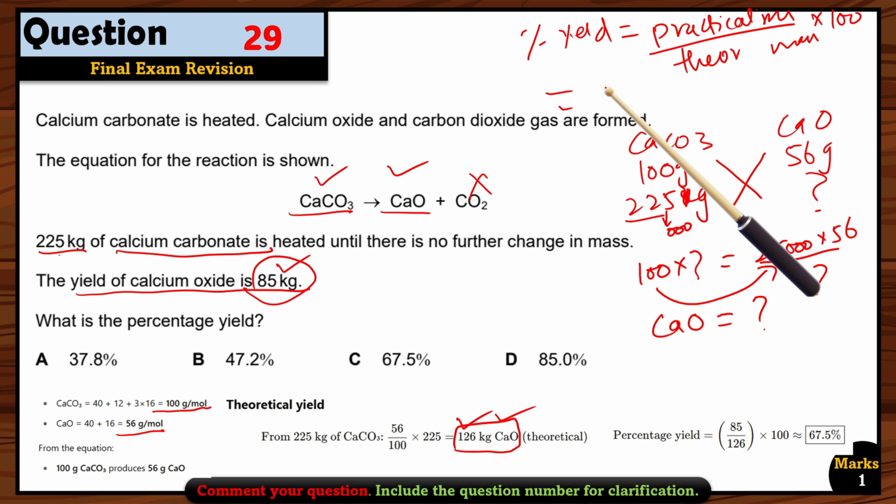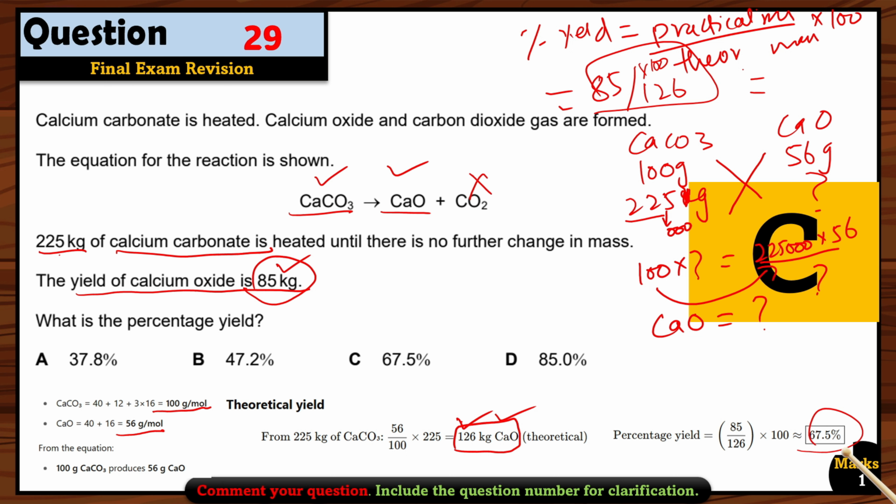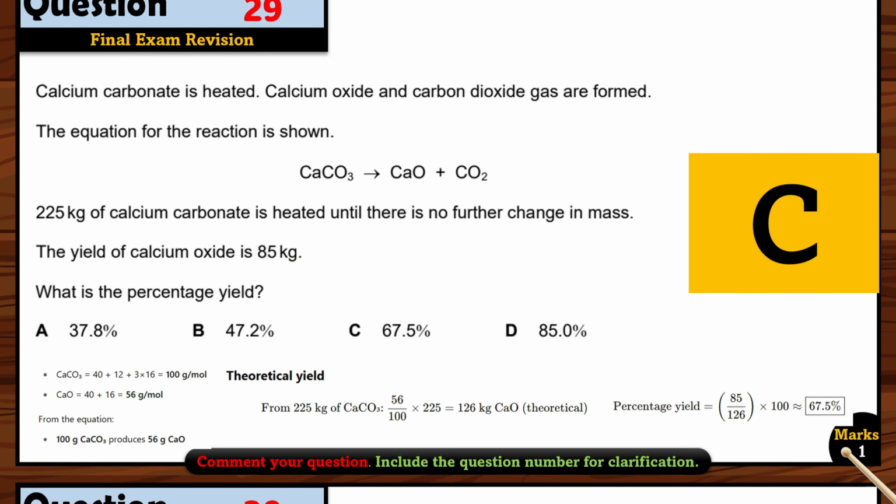So practical mass, they have given you 85 kg, right? When they did the experiment, they got 85 kg. And what is your theoretical mass? We already found it is 126 kg. So you just have to divide and multiply this by 100 and then you will get your answer. So the answer is 67.5%. So the percentage yield is 67.5%. Option C is the right option.